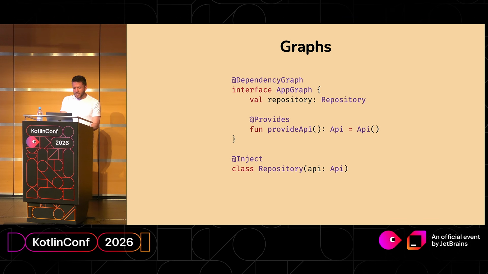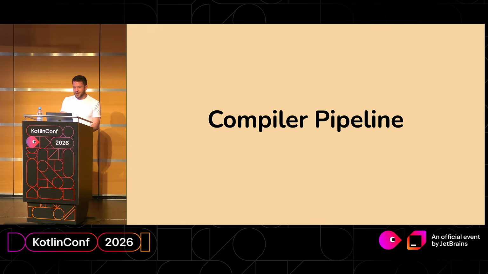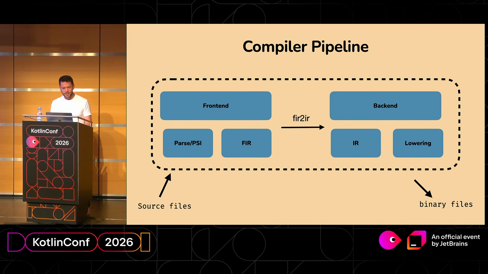So now let's talk about some of the fun stuff in the compiler pipeline. The compiler has several phases. Source files basically go into the front end. It parses it, builds a front end IR, aka FIR. There are some extensions that run here. Then it runs through a process called FIR to IR, which converts FIR to IR.